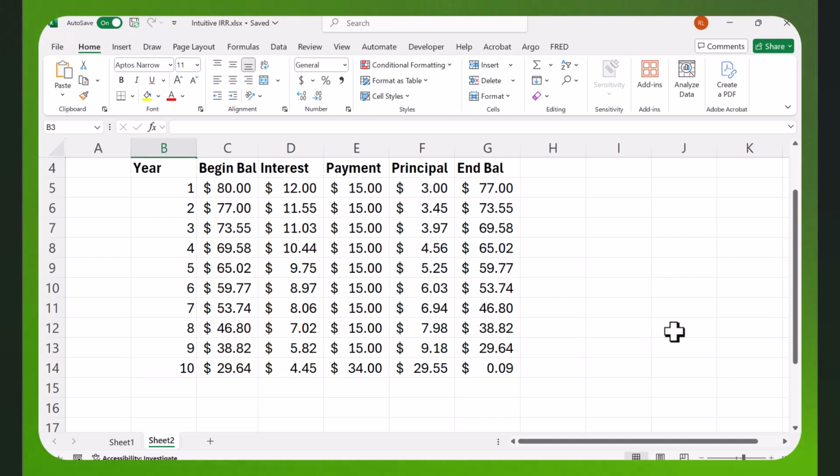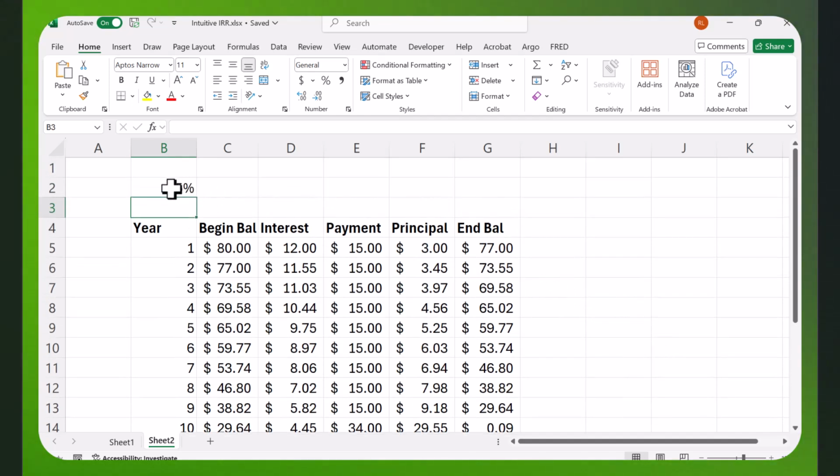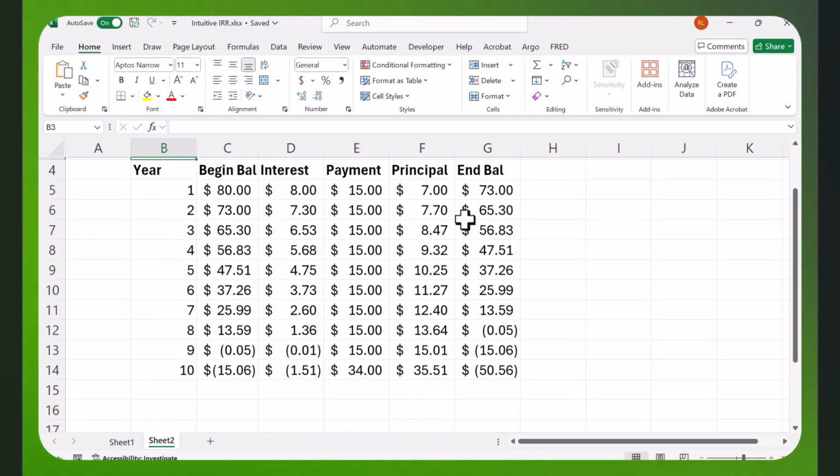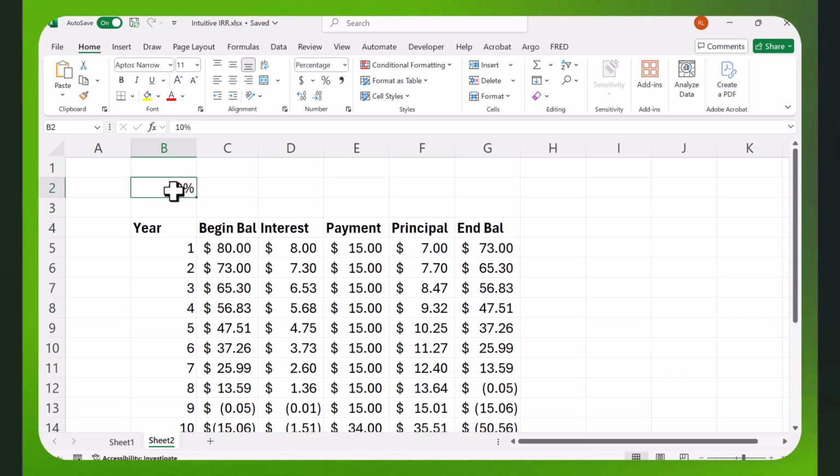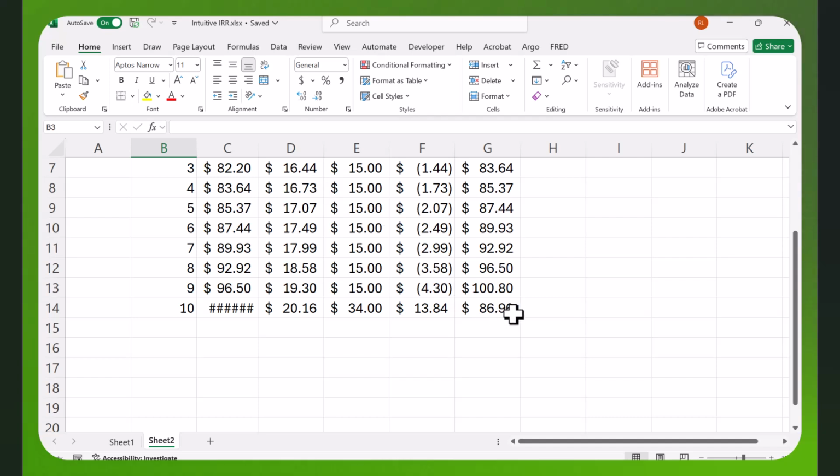That if you have an interest rate that's too low, right, you're going to have a negative balance at the end. And if you have an interest rate that's higher, you're actually going to have money left over at the end.